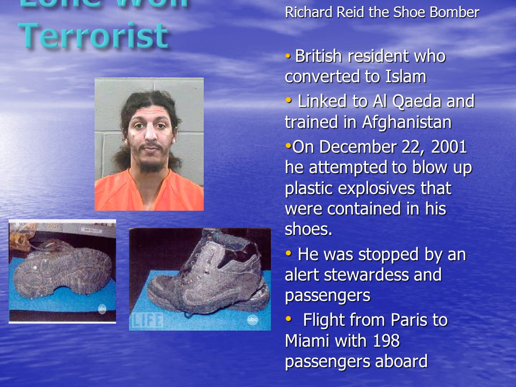Next slide. Our lone wolf terrorist, here's an example of Richard Reid, the shoe bomber. Tried to explode a device on an airplane over the Atlantic. He was a British resident who converted to Islam. He was linked to Al-Qaeda. He was trained in Afghanistan. And he had plastic explosives in his shoes. An alert stewardess and the passengers held him down when they discovered what he was trying to do to get it to go off. And that's the actual shoe that he had. So it would have been a devastating attack had it been successful, because there were almost 200 people on the plane. Next slide.